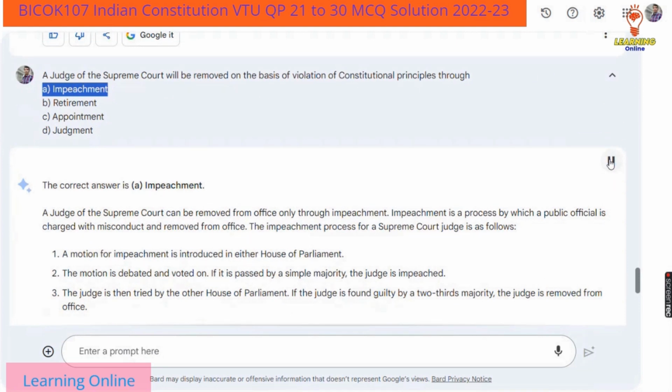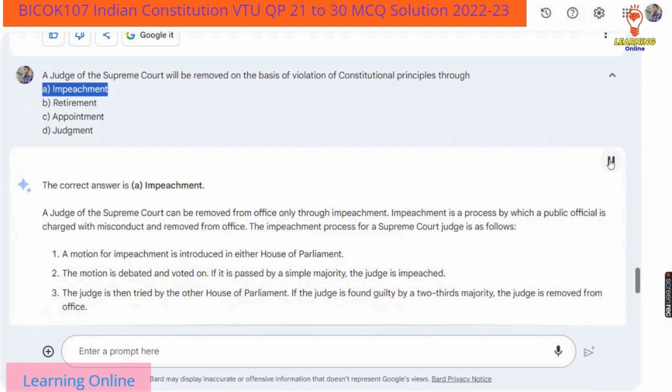The correct answer is A. Impeachment. A judge of the Supreme Court can be removed from office only through impeachment. Impeachment is a process by which a public official is charged with misconduct and removed from office. The impeachment process for a Supreme Court judge is as follows.